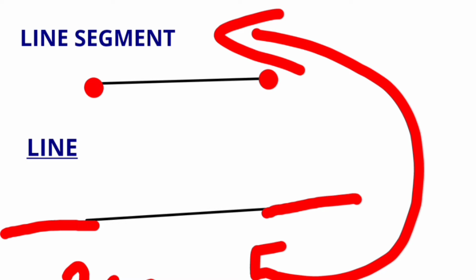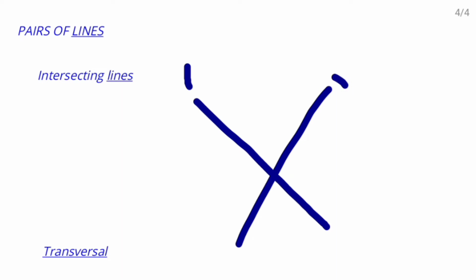Now let's move on to our next topic. We'll study pairs of lines. We'll understand these with the help of examples. Intersecting lines. So suppose you are having two lines. This is line L and this is line M. Whenever two lines meet at a point, we call them intersecting lines.